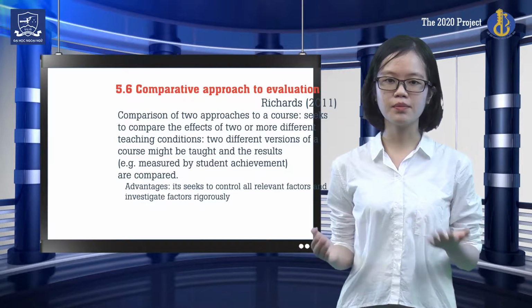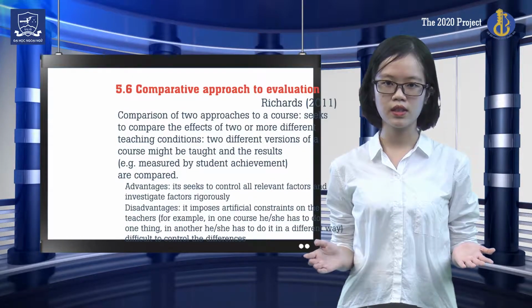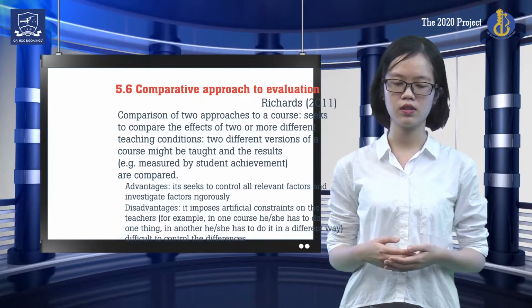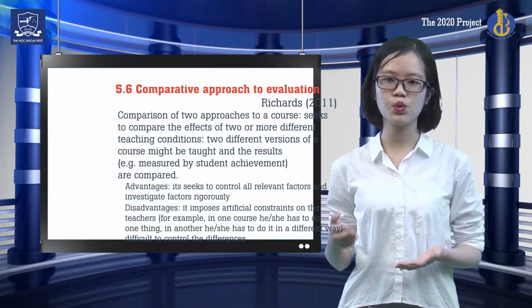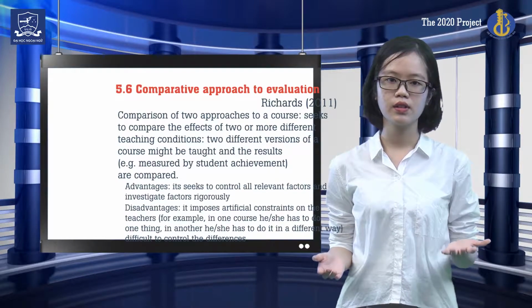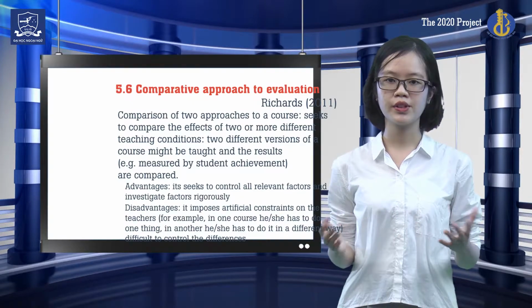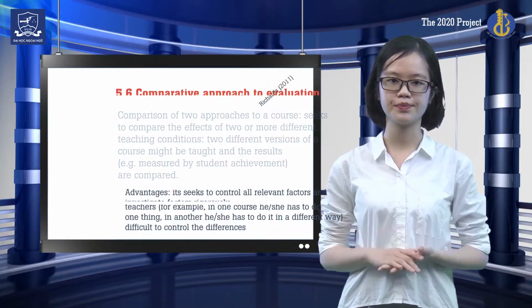However, there are some disadvantages of the comparative approach. For instance, it imposes artificial constraints on the teachers. For example, in one course, he or she has to do one thing, in another, he or she has to do it in a different way. As a result, it can be difficult to control the difference.